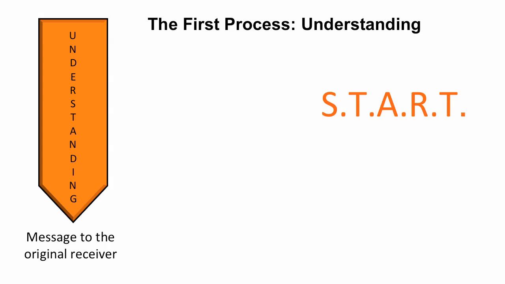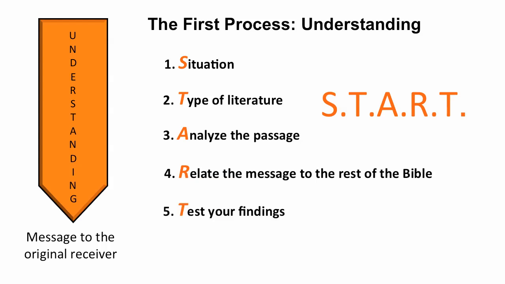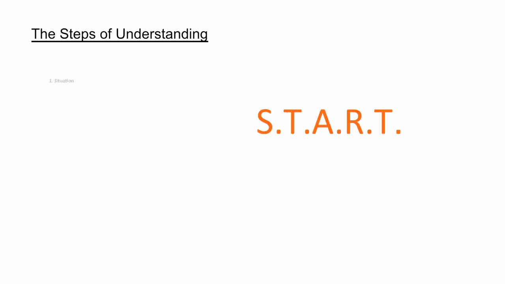And by now you realize that we use the acronym of START to get to the message to the original receiver. We first determine the situation in which this passage was written, and then the type of literature helps us how to analyze this passage. And after analyzing the passage, we relate the message to the rest of the Bible, and we also test our findings just to verify that we are on the right track. So this is the acronym of START, the first process of understanding. So let us start with the situation.